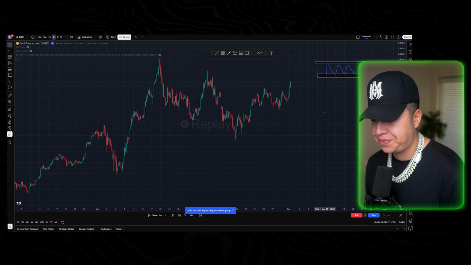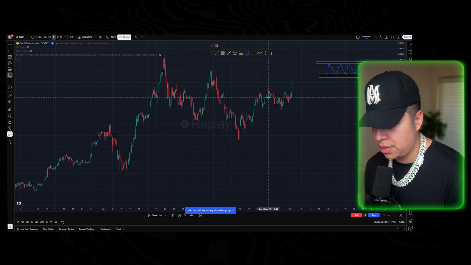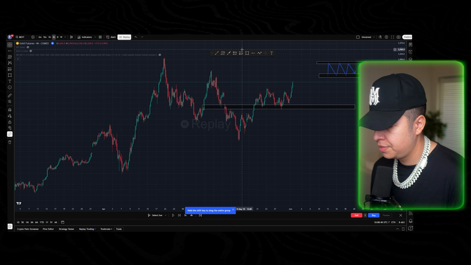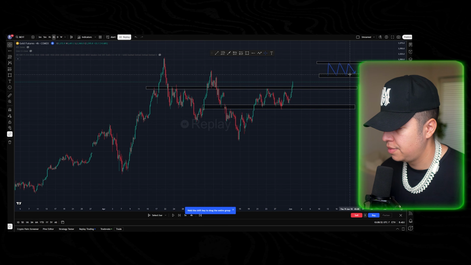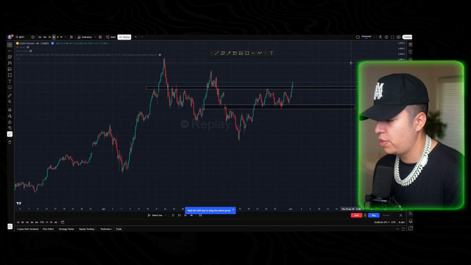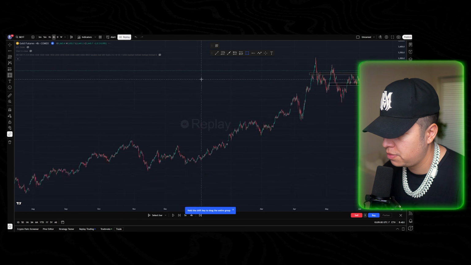So if we zoom out, right, we can see some support and resistance zones all over the place. So we see one right here. We see one right here, right? So we see them all over the place. And we're going to use these zones to know which way to trade. Okay, so we got those zones. Let's see if we can find any more.